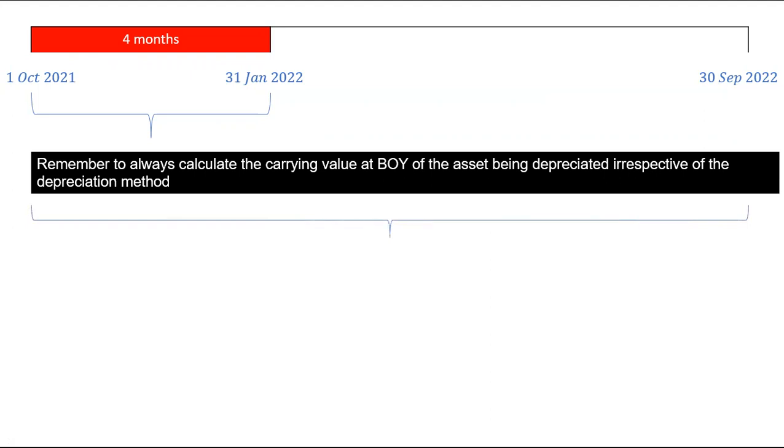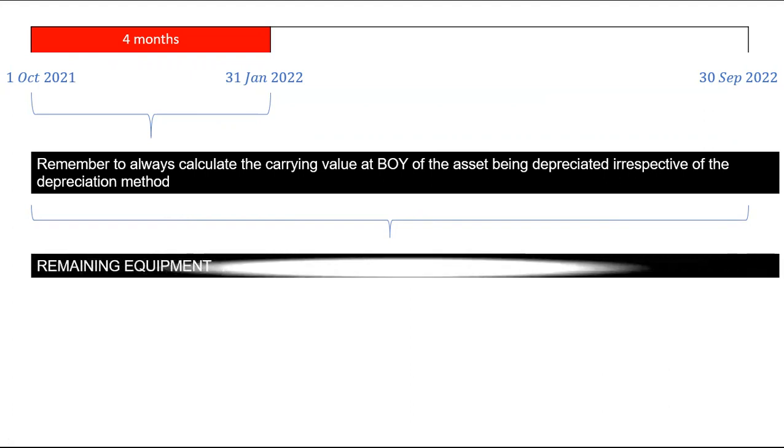Anyway, we used it actually for 12 months. The remaining equipment was used for 12 months. But guys, it doesn't mean that I have to violate this rule here, where I need the carrying value of the remaining equipment at the beginning of the year. Already, I've dealt with the one that was destroyed. I first need to find the cost price of the remaining at the beginning of the year, and then I need to find the carrying value of the remaining at the beginning of the year.